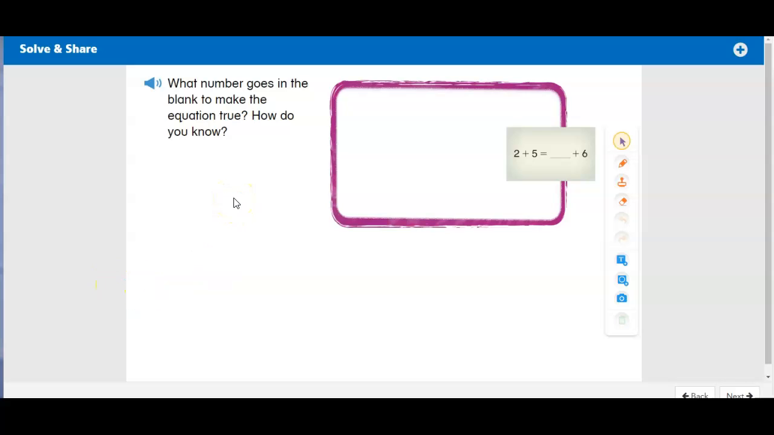Our solve and share, beginning on page 221 in our Envisions Volume 1 workbook, says what number goes into the blank to make the equation true? How do you know? We can solve if an equation is true or false by first solving each side of the equal sign. So first, let's solve for 2 plus 5.